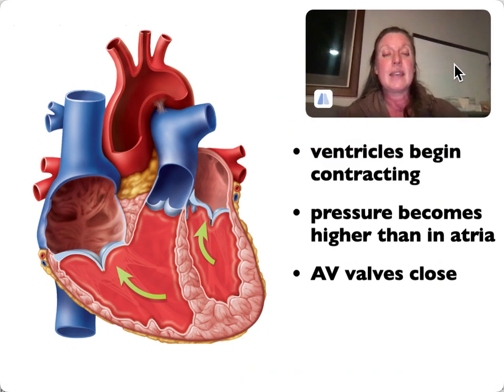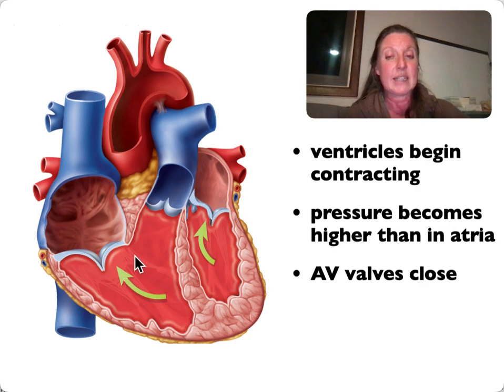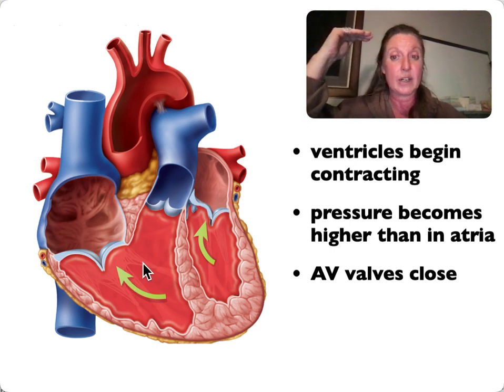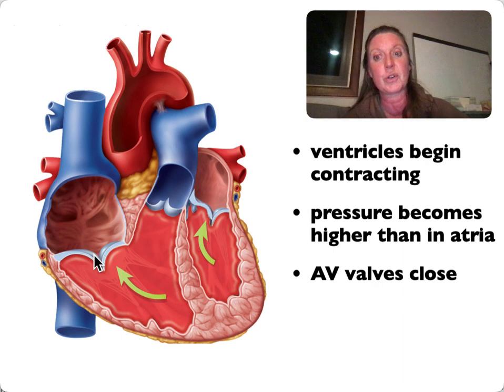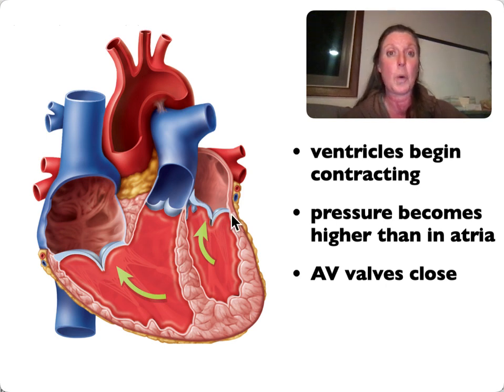Now, the next thing that happens is that the ventricles begin contracting. And as they begin contracting, they're making the volume inside smaller, which means that the pressure is becoming greater. When the pressure becomes greater than the pressure in the atria, so the blood is trying to get from the ventricles back to the atria, it pushes the valves closed. Right? So the AV valves close and the blood can't go backwards.